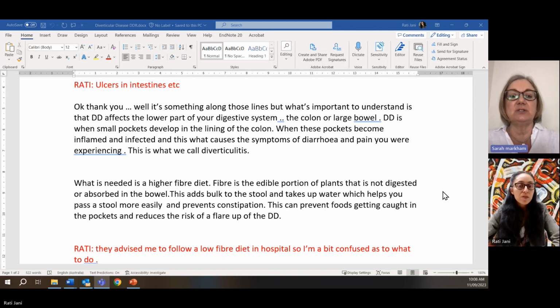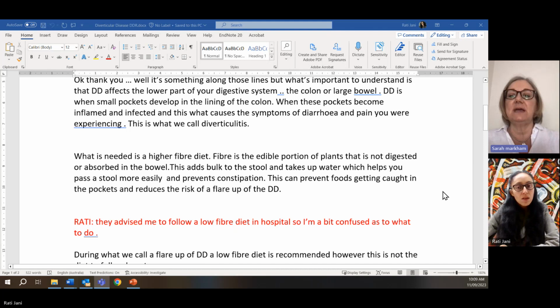Now, in relation to your diet, what we need to look at is the fiber. So we would be encouraging you towards a more high fiber diet. Fiber is the edible portion of plants that are not digested or absorbed in the bowel. What they do is they add bulk to the stool, and they also take up water, which helps you to pass the stool more easily and prevent constipation.